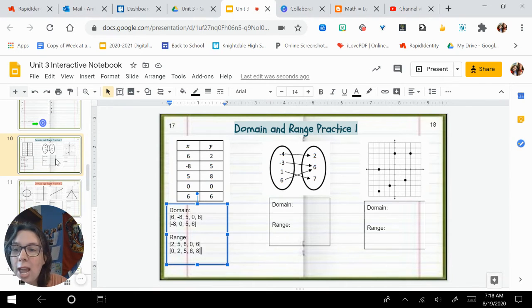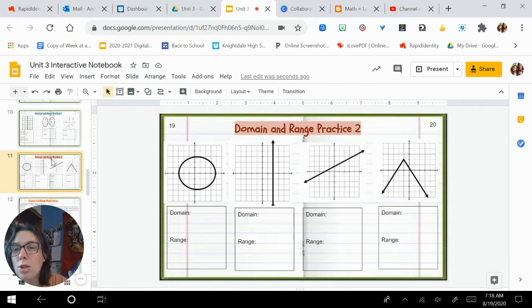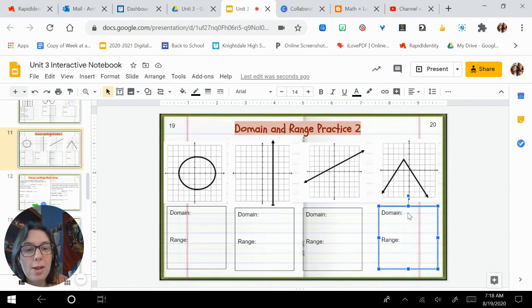So now let's look at graphs that are continuous. That means they can go on forever. And we can also use a different notation for writing our domain and range. So let's go over this graph right here. Okay.